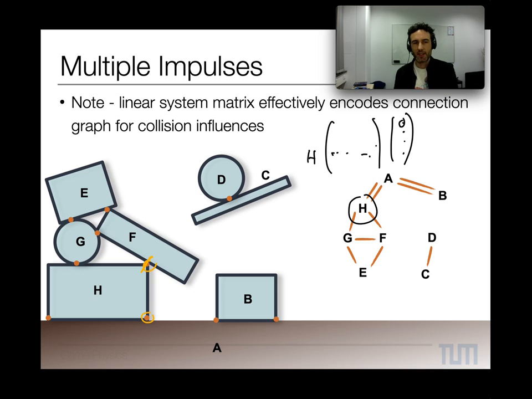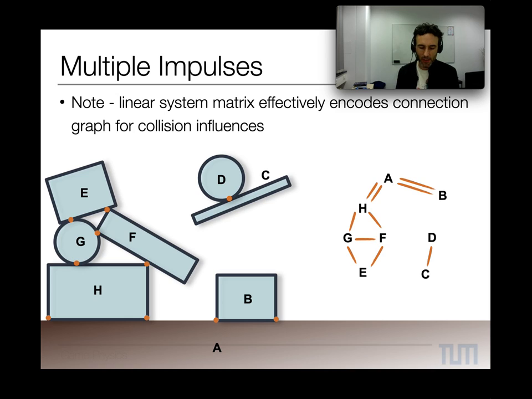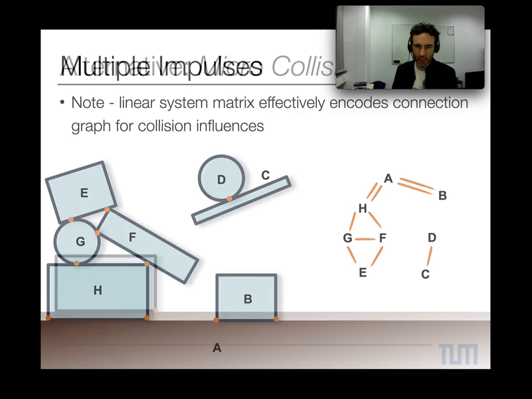I don't want to write out this matrix that would now contain these impulse equations, but you can imagine that this graph, the connectivity between the objects, actually is contained in this matrix structure.